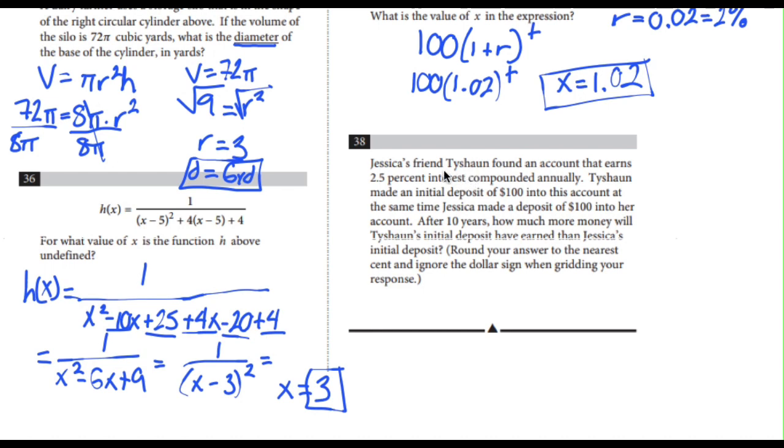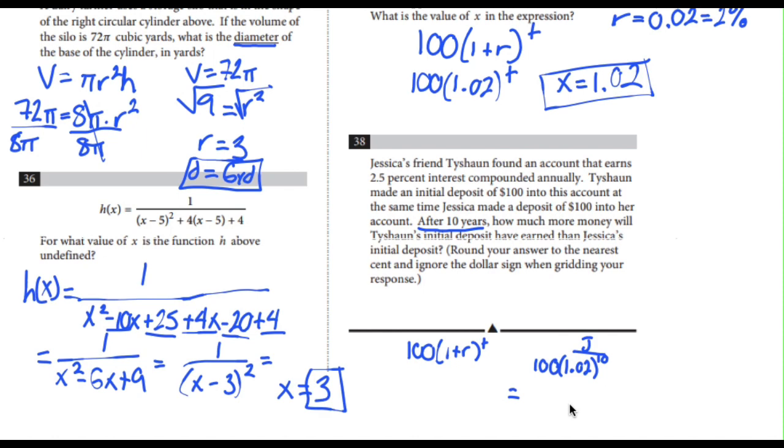So first we need to compare how much Tyshawn earns to how much Jessica earns. We know that the formula is 100 times 1 plus the rate, to the power of t. So first, for Jessica, we know that the interest rate that she earned was 0.02 or 2%. 1 plus 0.02 is 1.02. And then we're raising this to the power of 10 years because we want to know after 10 years. So let's plug this into a calculator and see what we get.